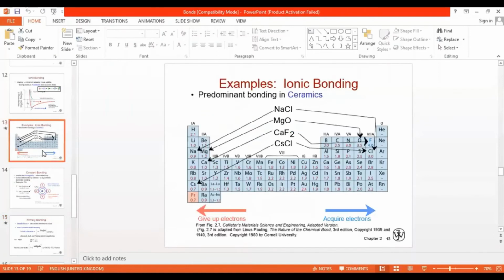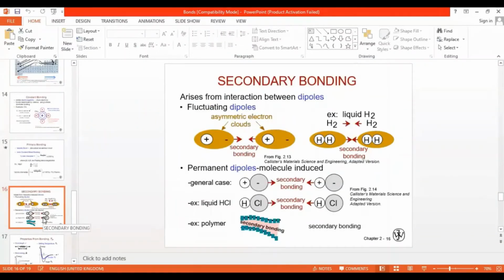In case you have an element from this side, maybe the first group, and another from the 7th group, you will have more ionic character, because here and here the difference is so high. So you will have more ionic character. Okay, so these are all about primary bonding.